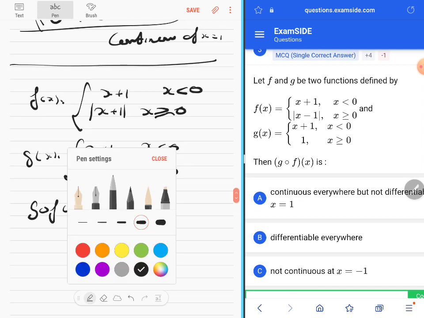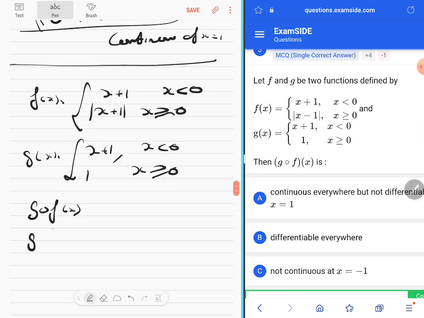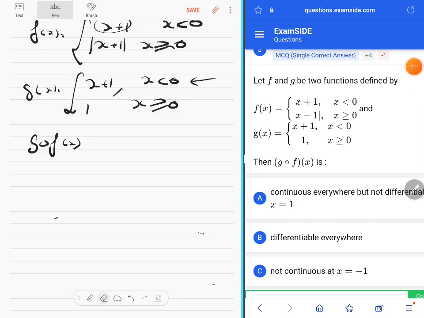So g of f of x is nothing but g of, what is f of x for the first function, it is x plus 1, and you put it in g for less than 0, it will become x plus 2. But it's no more x less than 0 because the limits are going to change. I'm going to teach you how. Let's justify how the limits are going to change. Let's take f of x, it's x plus 1.